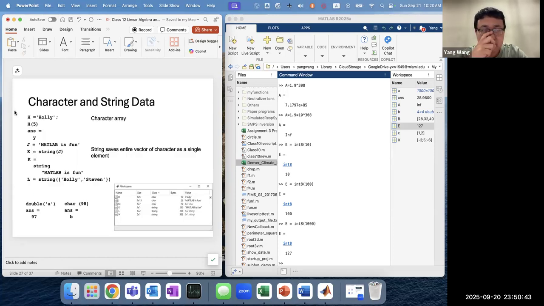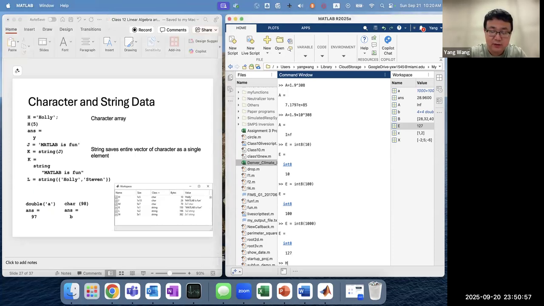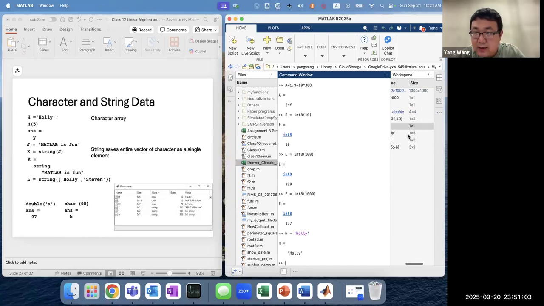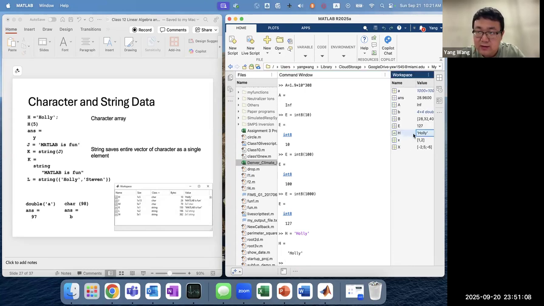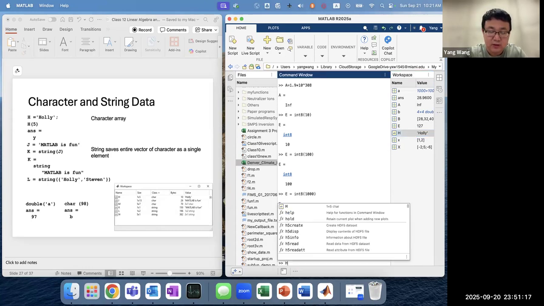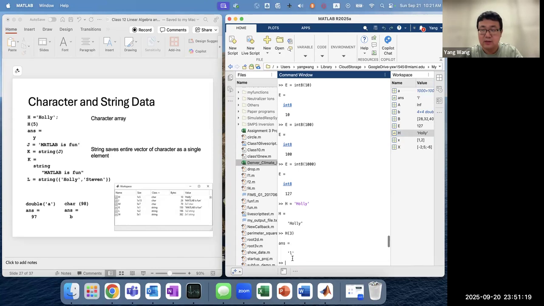Okay, so the next is character and string data. At the beginning, you may think that character and string are the same, but actually characters are combinations of single characters, right? Single letters. So the example can be H, let's say H equals holy, right? So you can see this is holy. And in terms of the size, it's 1 by 5 characters. So although holy sounds like a string, sounds like a word here, it's actually an array that has 5 elements in there. So if you do H of element 3, right, you'll see that it's actually L. You can even access each letter in there.